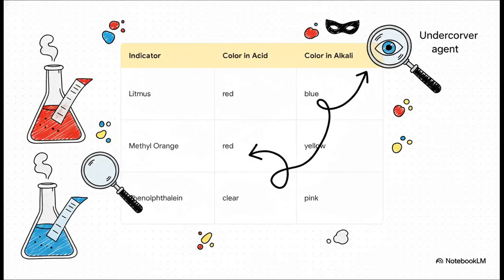But how do you see something that's invisible? Well, that's where these things called chemical indicators come in. They're like little undercover spies that change color to reveal a solution's true identity. Take litmus, for example. Stick it in an acid, it turns red. Pop it in an alkali, it goes blue. It's a really simple but super powerful way to know what you're dealing with.